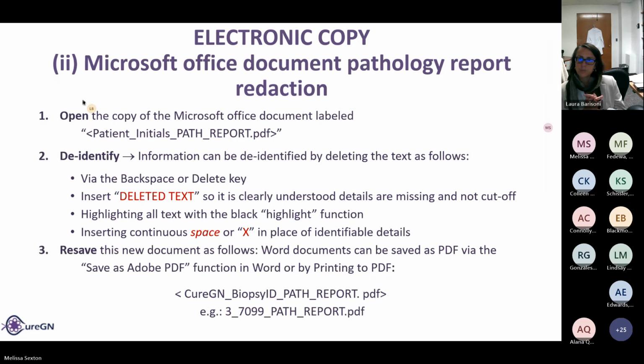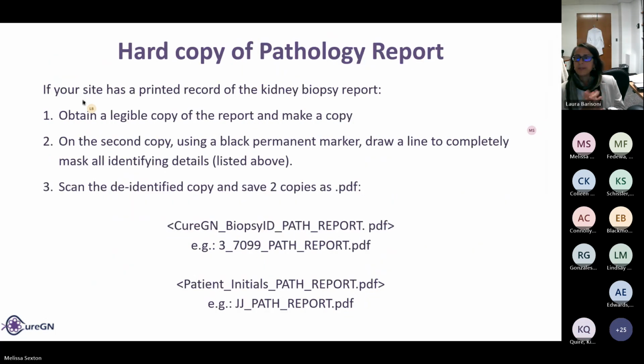Next. The hard copy, scan it, save it with the CureGN patient's initials, and then mark. So delete with a black marker, rescan it, and save it with the CureGN biopsy ID. So no matter what you do, you should always end up with two copies. Next.